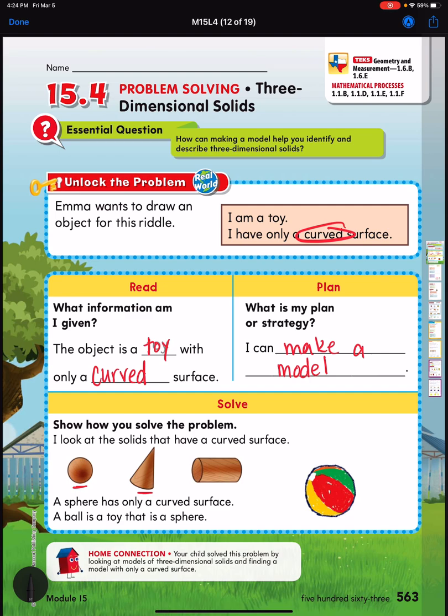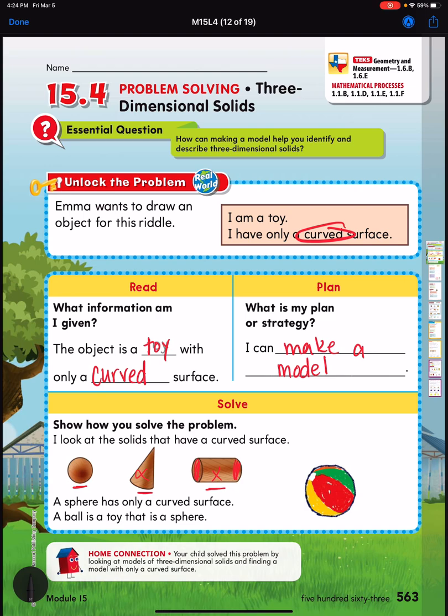So this could not be the toy that she's gonna draw. And then a cylinder. A cylinder has a curved surface, but it also has two flat surfaces. So this could not be the shape that she's going to draw. So the object that she would draw would be some type of sphere. So a solid with only a curved surface is a sphere. So Emma will need to draw a toy that's shaped like a sphere.